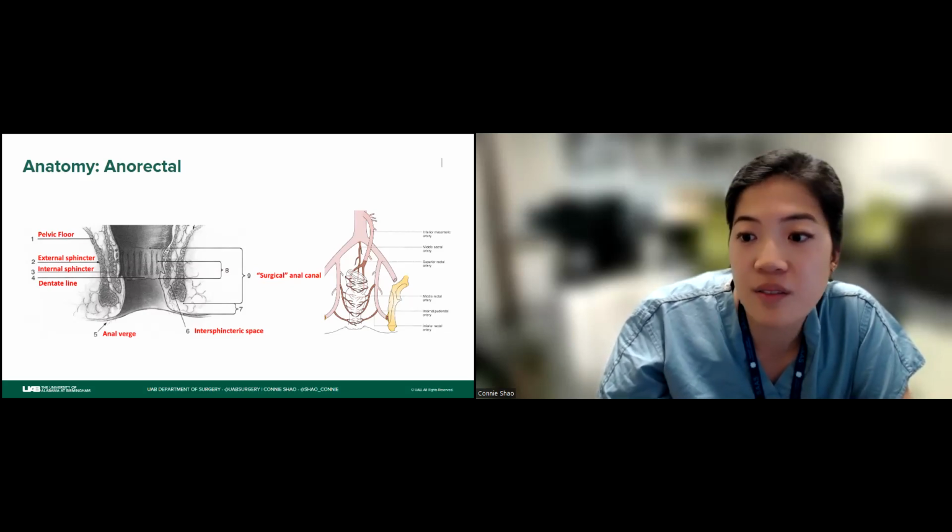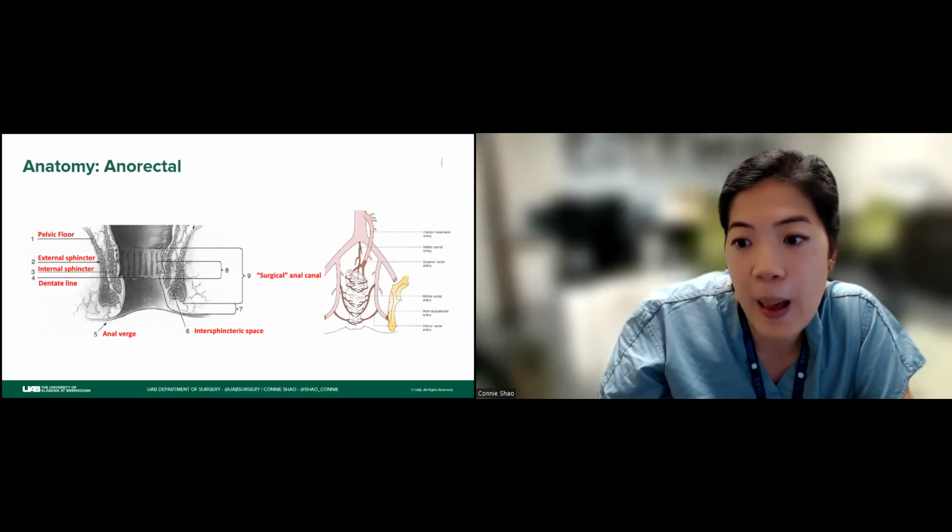For the rectal drainage system, the upper and middle thirds of the rectum drain primarily into the superior rectal vein and empty into the liver via the IMV and portal vein. But the lower third of the rectum drains into the middle rectal vein. And this blood in the middle rectal vein skips the liver completely and drains directly into the IVC.